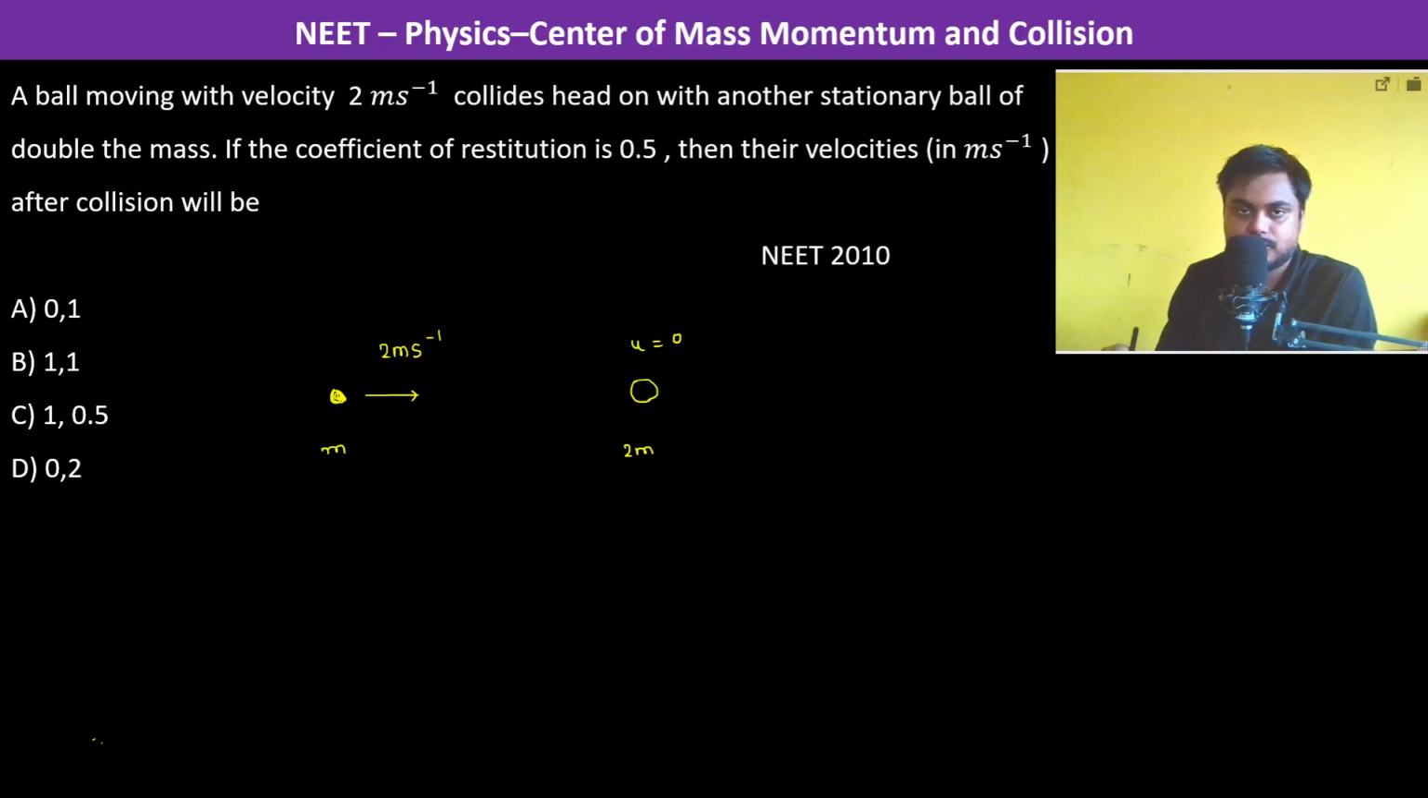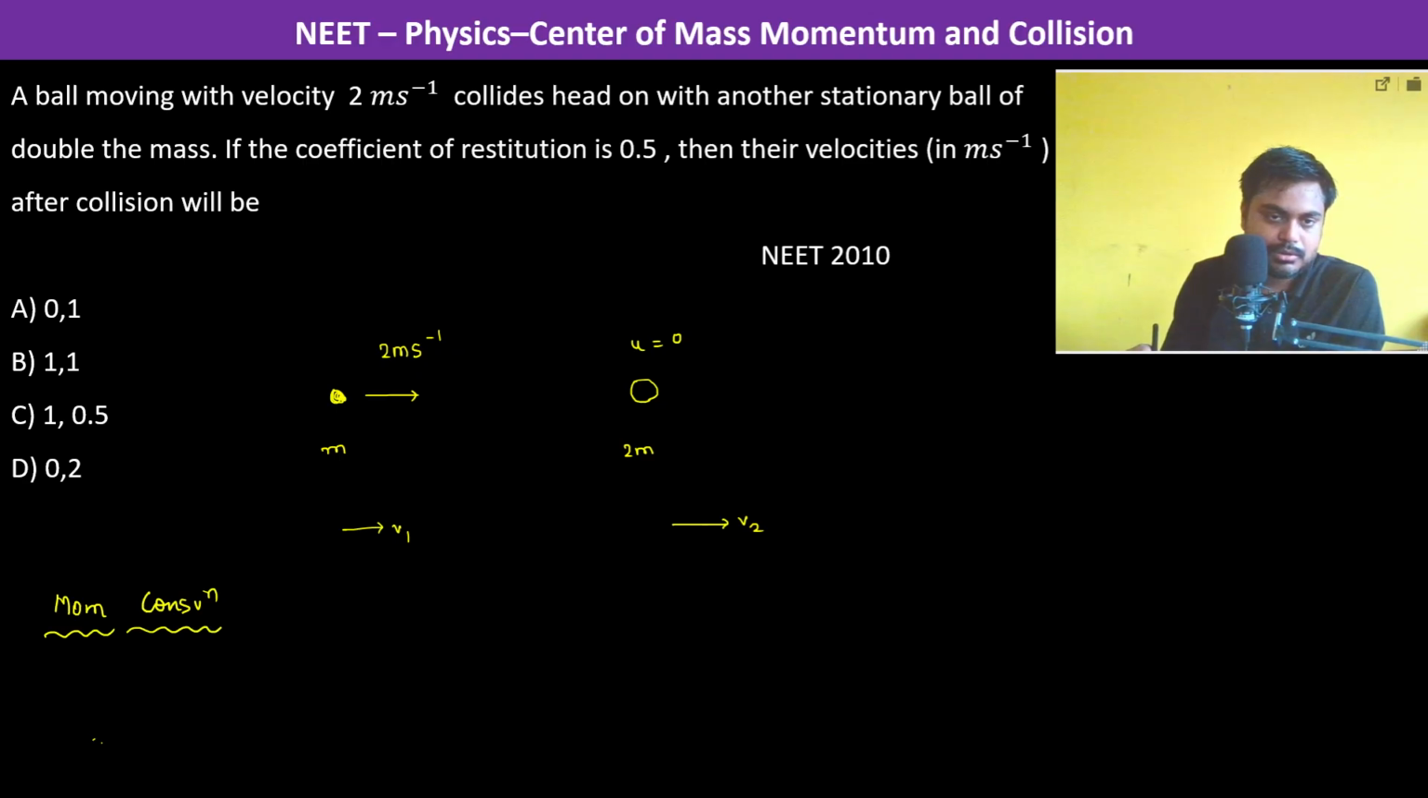If the coefficient of restitution is 0.5, then their velocities will be, so let us say this velocity will be v1 and this velocity, 2m's velocity, will be v2. So first, momentum conservation. Therefore m into 2 meters per second plus 0 will be equal to m into v1 plus 2m into v2.